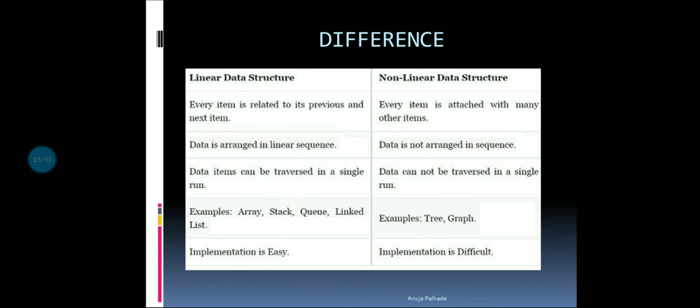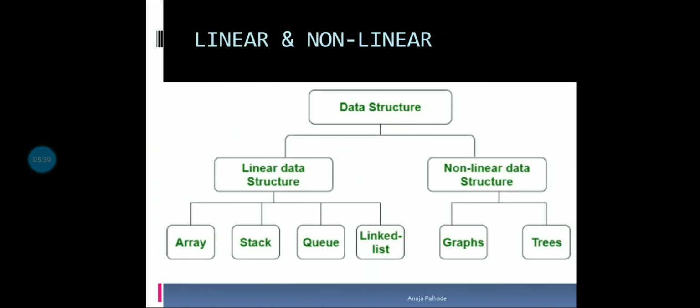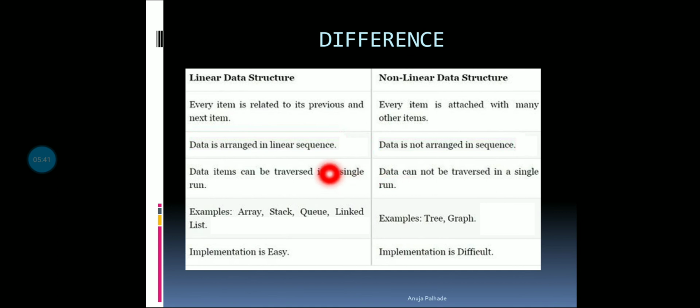Now the difference between linear and non-linear data structures, this is very important. Please remember this point forever. In a linear data structure, every item is related to its previous and next item, whereas in a non-linear data structure every item is attached to many other items. Data is arranged in a linear sequence in the former, and the data items can be traversed in a single run, whereas in the latter data items cannot be traversed in a single run.